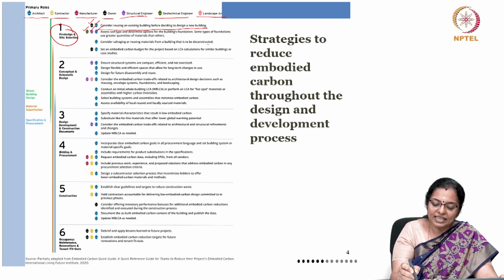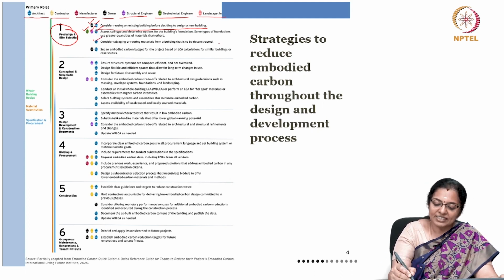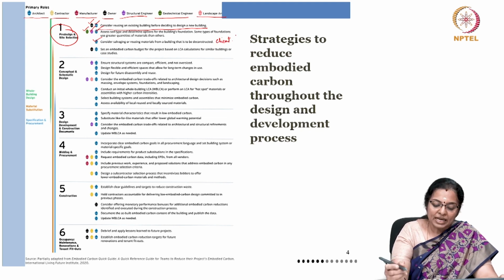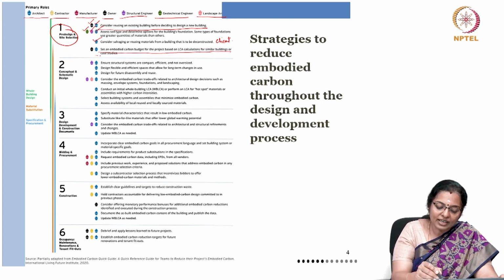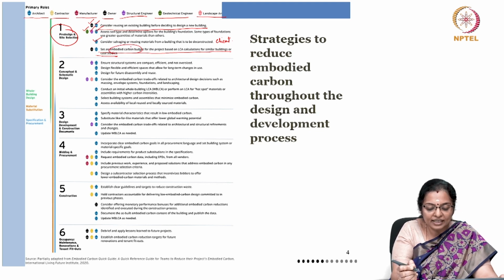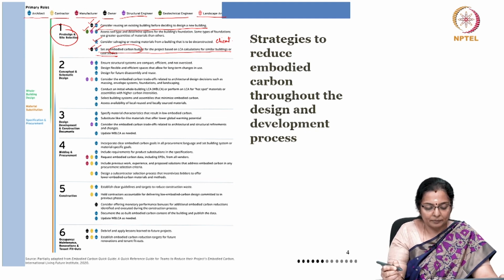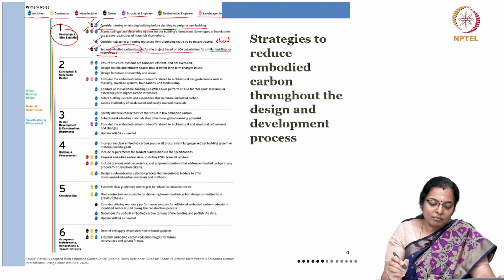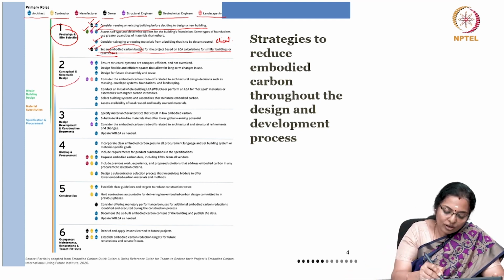Consider salvaging or reusing materials from a building that is to be deconstructed. The architect has to do that in consultation with the client. So, the client has to consent to it. Set an embodied carbon target for the project based on LCA calculations for similar buildings or case studies. Who has to set the embodied carbon budget or target? That has to be the owner in consensus with the architect. This happens at the pre-design or site selection stage.